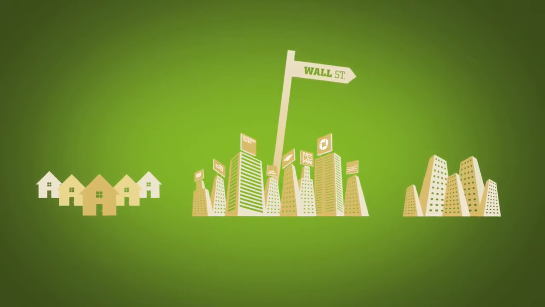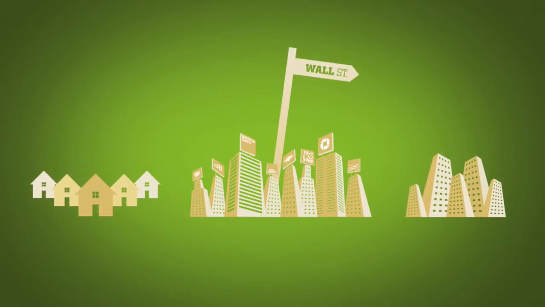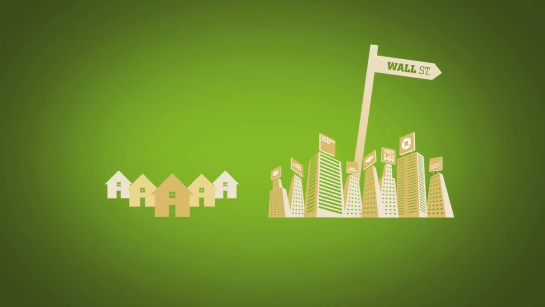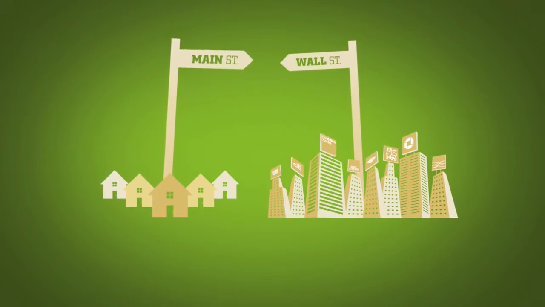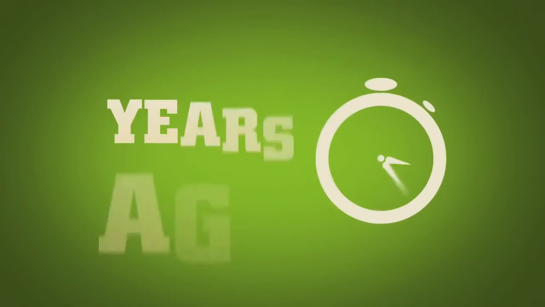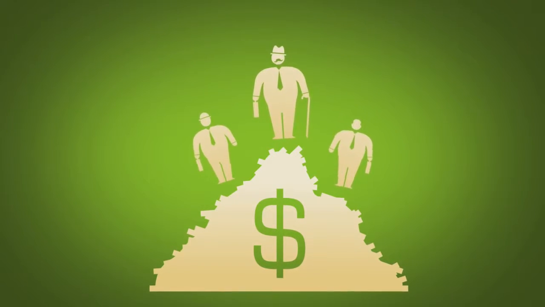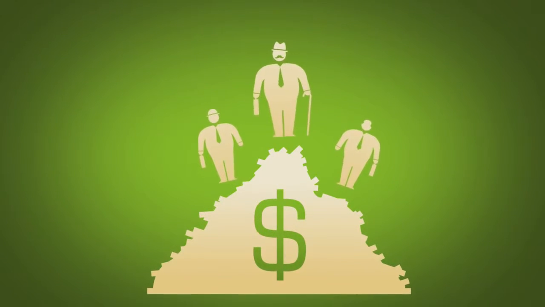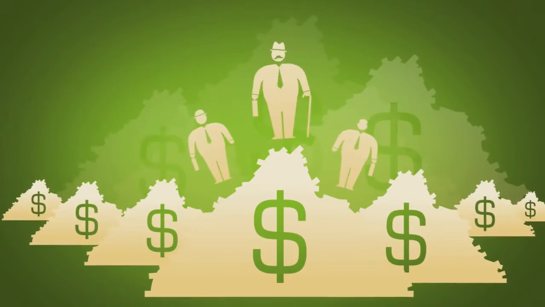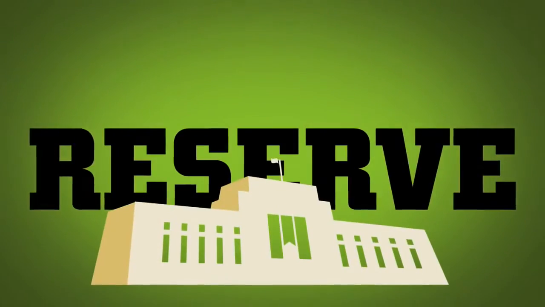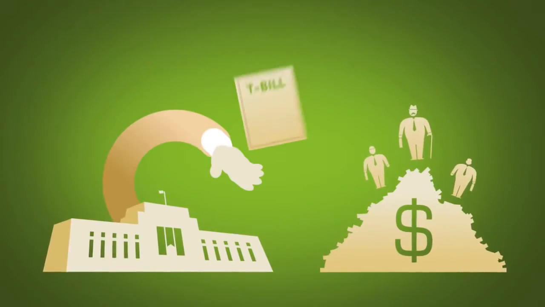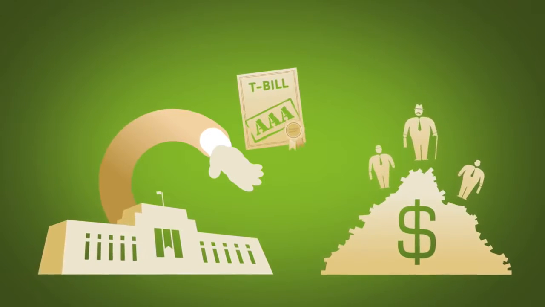While it may not seem like it, these banks on Wall Street are closely connected to these houses on Main Street. To understand how, let's start at the beginning. Years ago, the investors are sitting on their pile of money, looking for a good investment to turn into more money. Traditionally, they go to the U.S. Federal Reserve, where they buy Treasury bills, believed to be the safest investment.